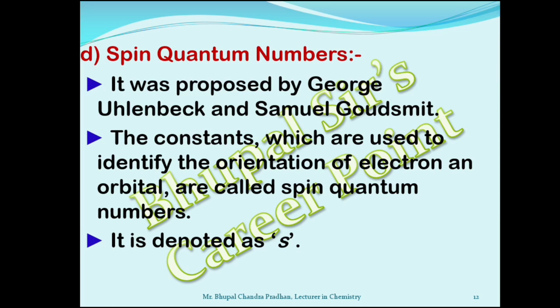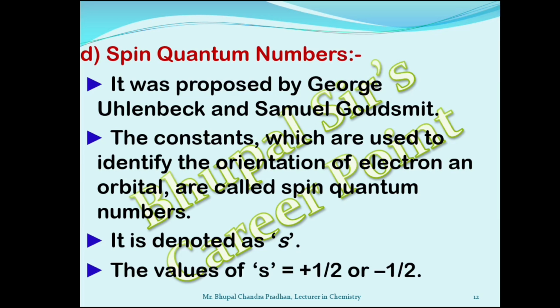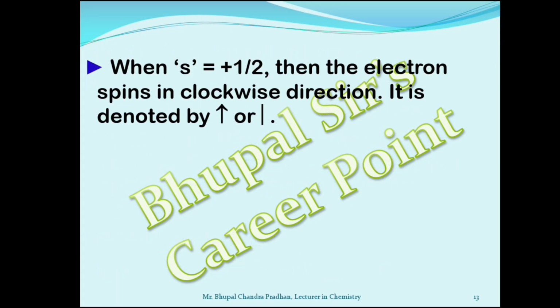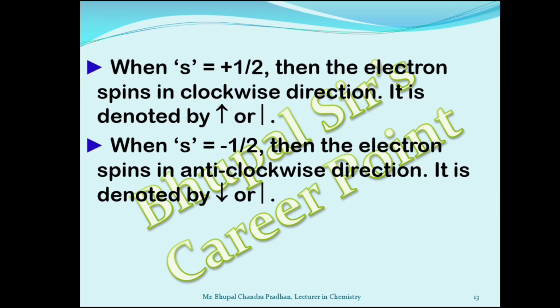It is denoted as S. The values of S are equal to plus half or minus half. When S is equal to plus half, the electron spins in the clockwise direction. It is denoted as a half up arrow. When S is equal to minus half, the electron spins in the anti-clockwise direction. Then it is denoted by the symbol of a half down arrow.